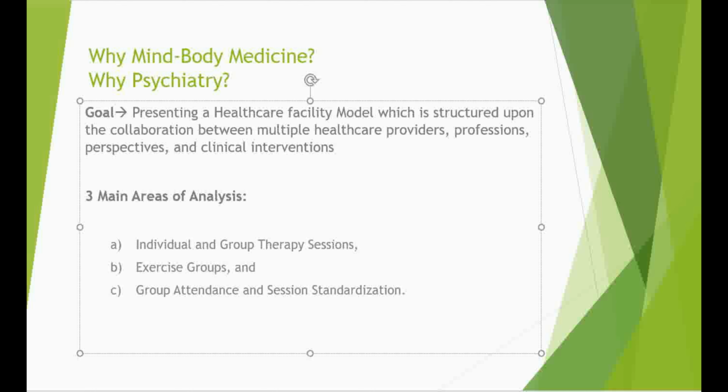Again, utilizing an inpatient psychiatric unit as a model to present the vast majority of healthcare-related clinical situations, as well as many healthcare providers, professions, and typologies of intervention. So three main areas of analysis in the textbook: A, individual and group therapy sessions; B, exercise groups, which of course are part of the mind-body integrative approaches to medicine and healthcare; and then C, group attendance and session standardization.